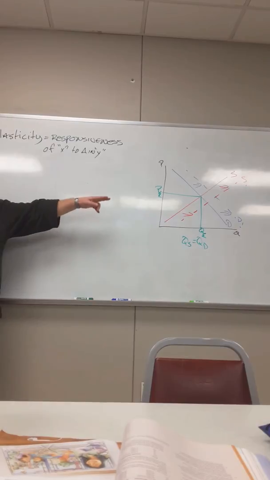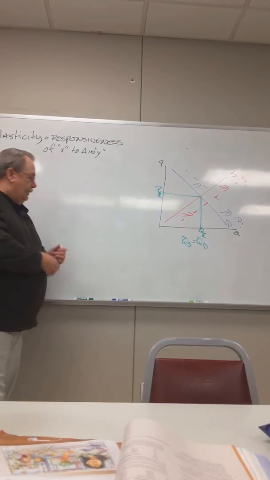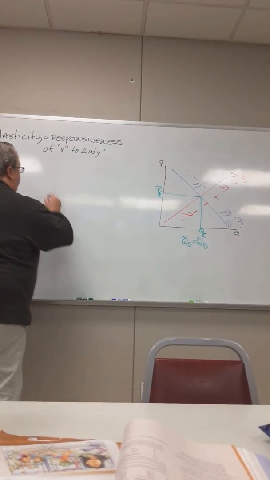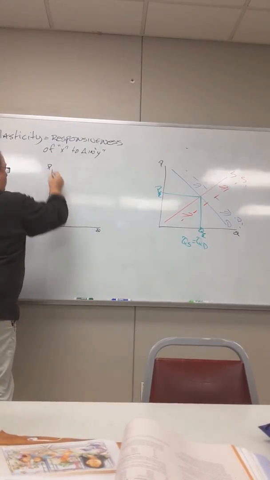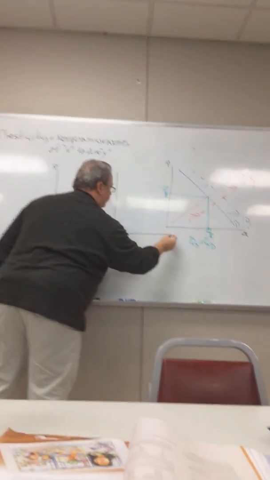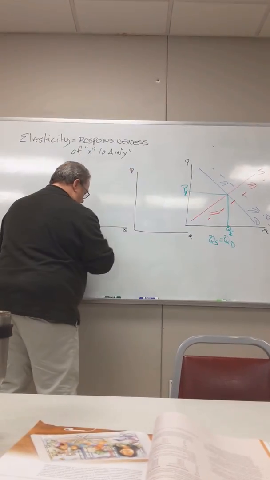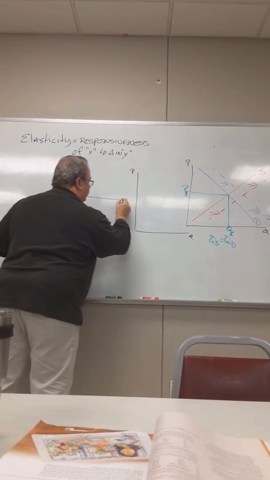The curves are not always at a slope of 1 or negative 1. We can have situations where the demand curve is perfectly elastic and perfectly inelastic. This is a perfectly elastic curve.